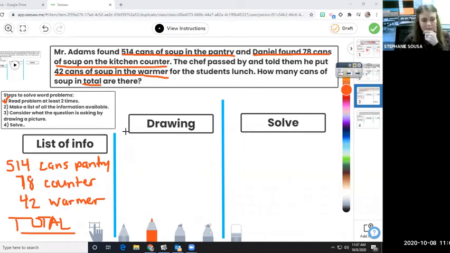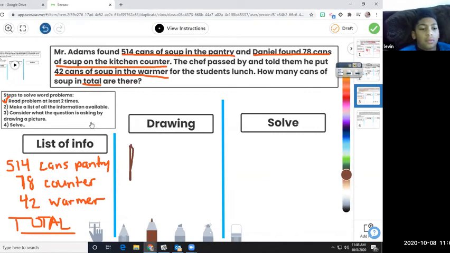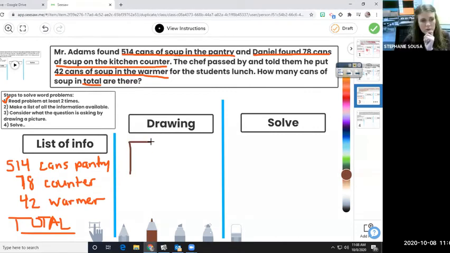All right, we have a list of information. Now we're going to draw. So I'm actually going to draw a pantry. So I'm going to draw a door, like the closet where you hold your food. I'm going to draw that door. And I'm going to put a 514 on it. 514, and I'm going to draw a little can.